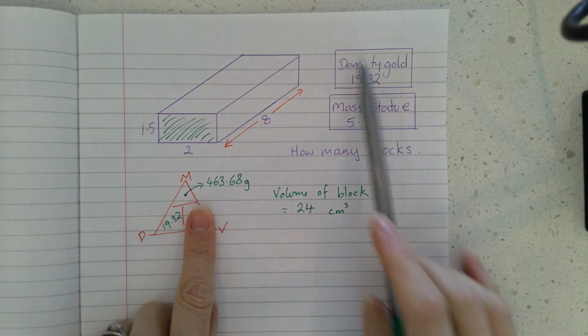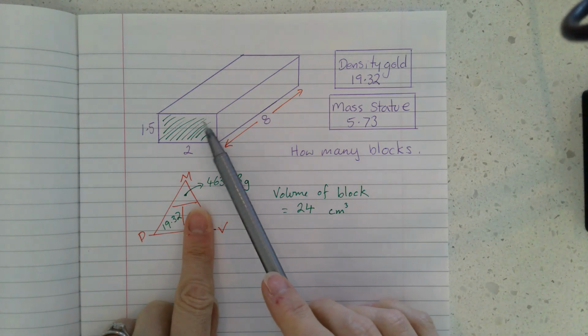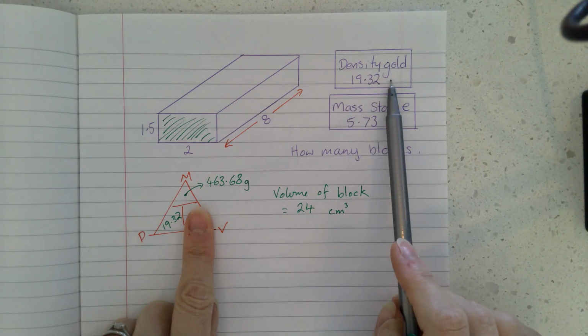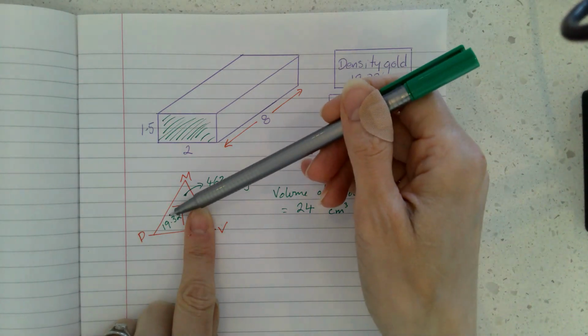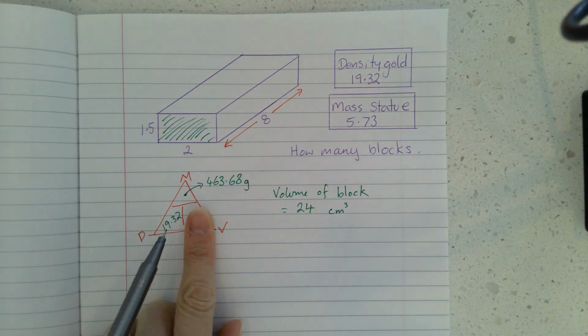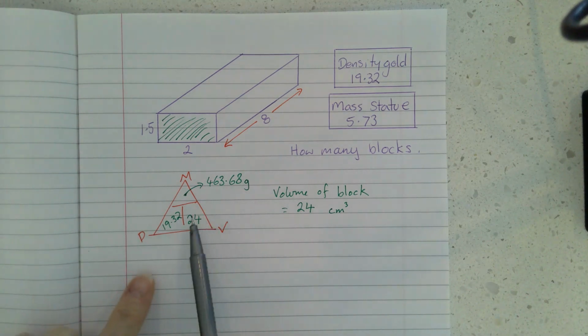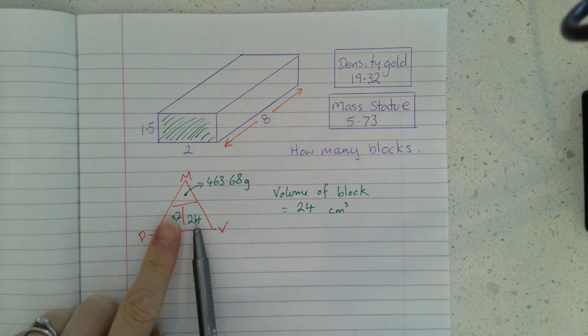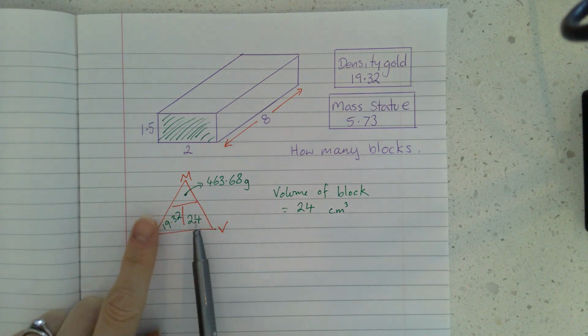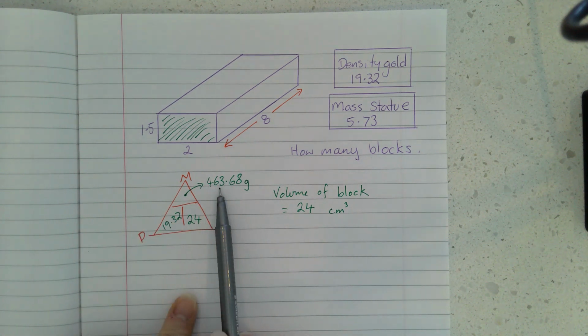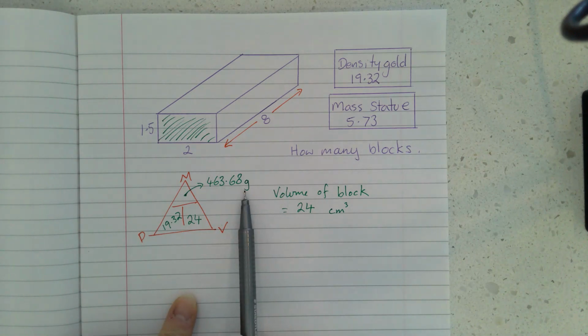Density. Density of gold, because the block is made out of gold. I'm using the density of gold. That goes in the density part of the triangle. Alright. Now you know that when 2 things are next to each other, just like in algebra, we're going to multiply them. So these multiply up to make 463.68 grams.